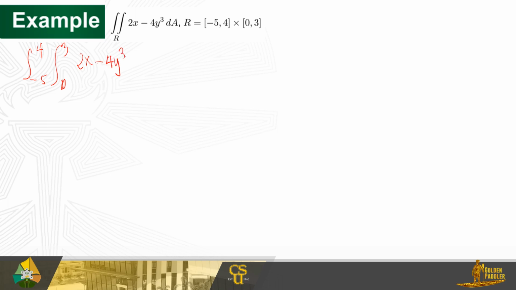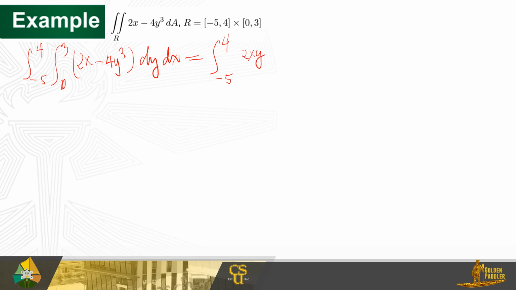Evaluated from dy, yung mauna, then dx. So, let's start. Again, nag-start muna tayo sa pag-integrate with respect to y. So yung ibang variable dito is magiging constant. So we have the integral from negative 5 to 4 of 2x, wala namang y, so that is considered as constant. So yung integral niyan with respect to y will become 2xy.